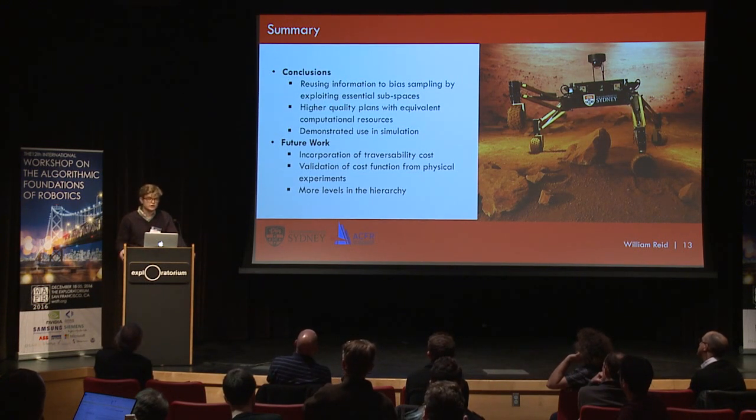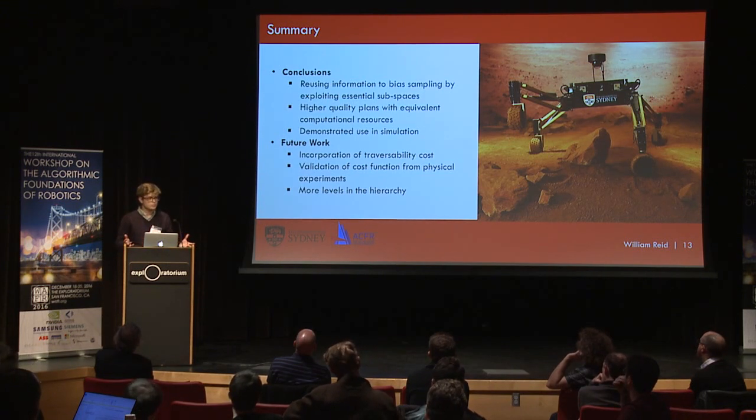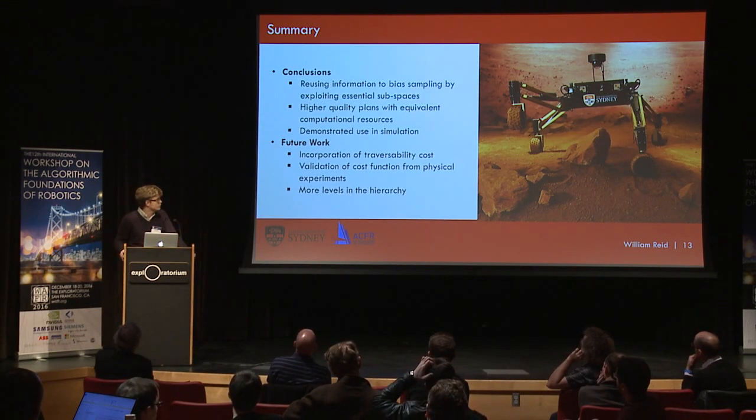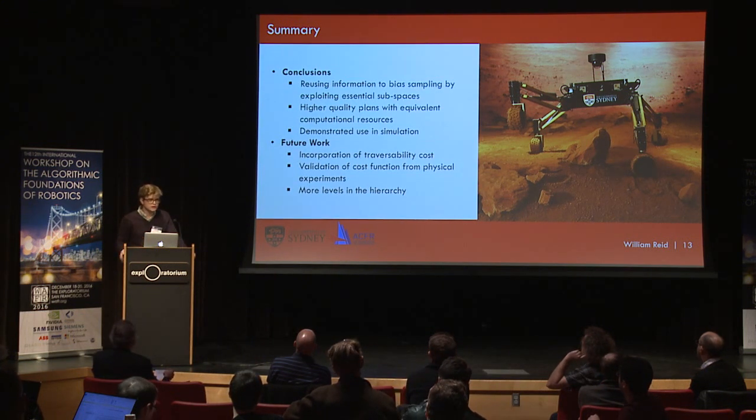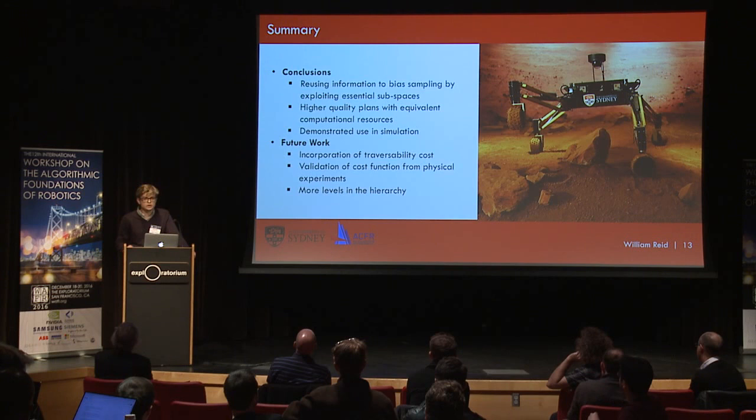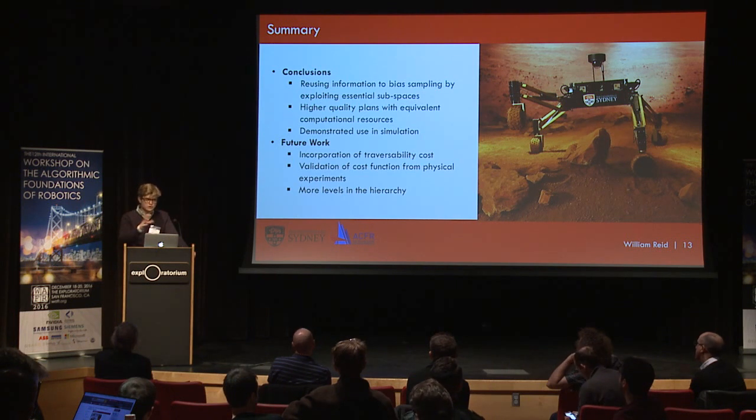For future work, we'd like to incorporate a traversability cost that's used by a lot of planners for Mars rovers, and we would like to validate our cost function that we've used for these physical experiments. What we'd also like to do is incorporate more levels into the hierarchy. So currently we only have these two levels, and we'd like to exploit, say, motion primitives as an intermediate level.